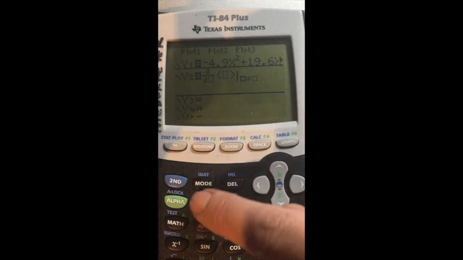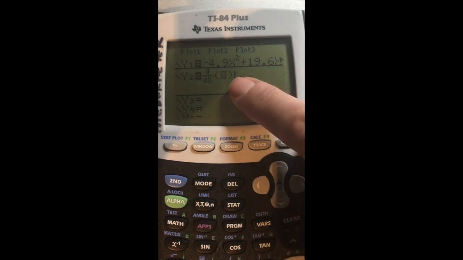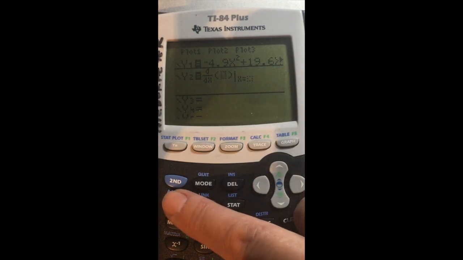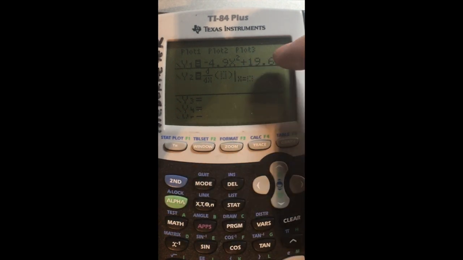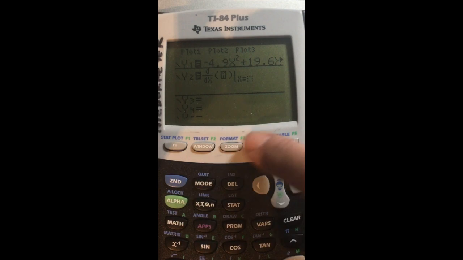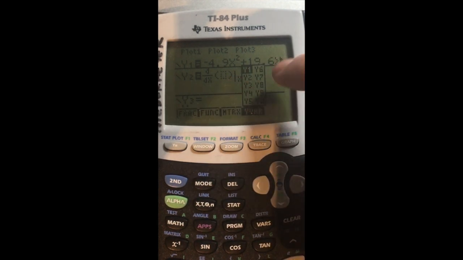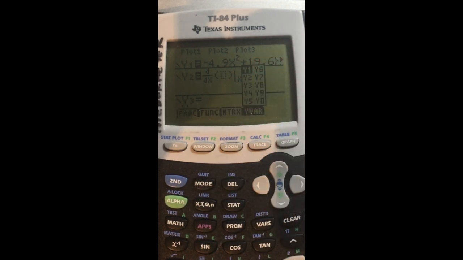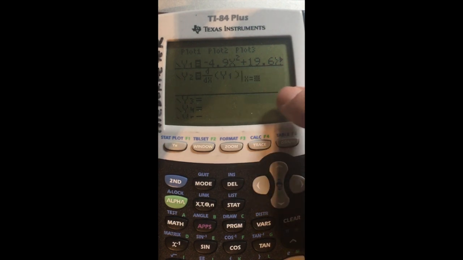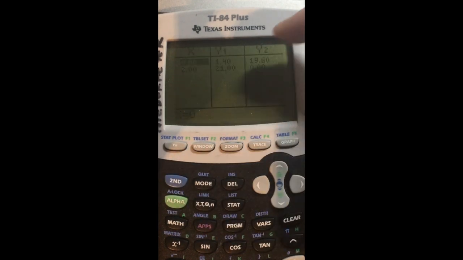And then I'm going to tell it I'm doing the rate of change with respect to x. And here, if I press alpha calc, it's going to give me the option of using that equation. So alpha calc, and I want this one here, y1. So I'm going to press enter. And then here I want x at every value, so just put x. Now when I go to my table, you see I've got the y2 value here.